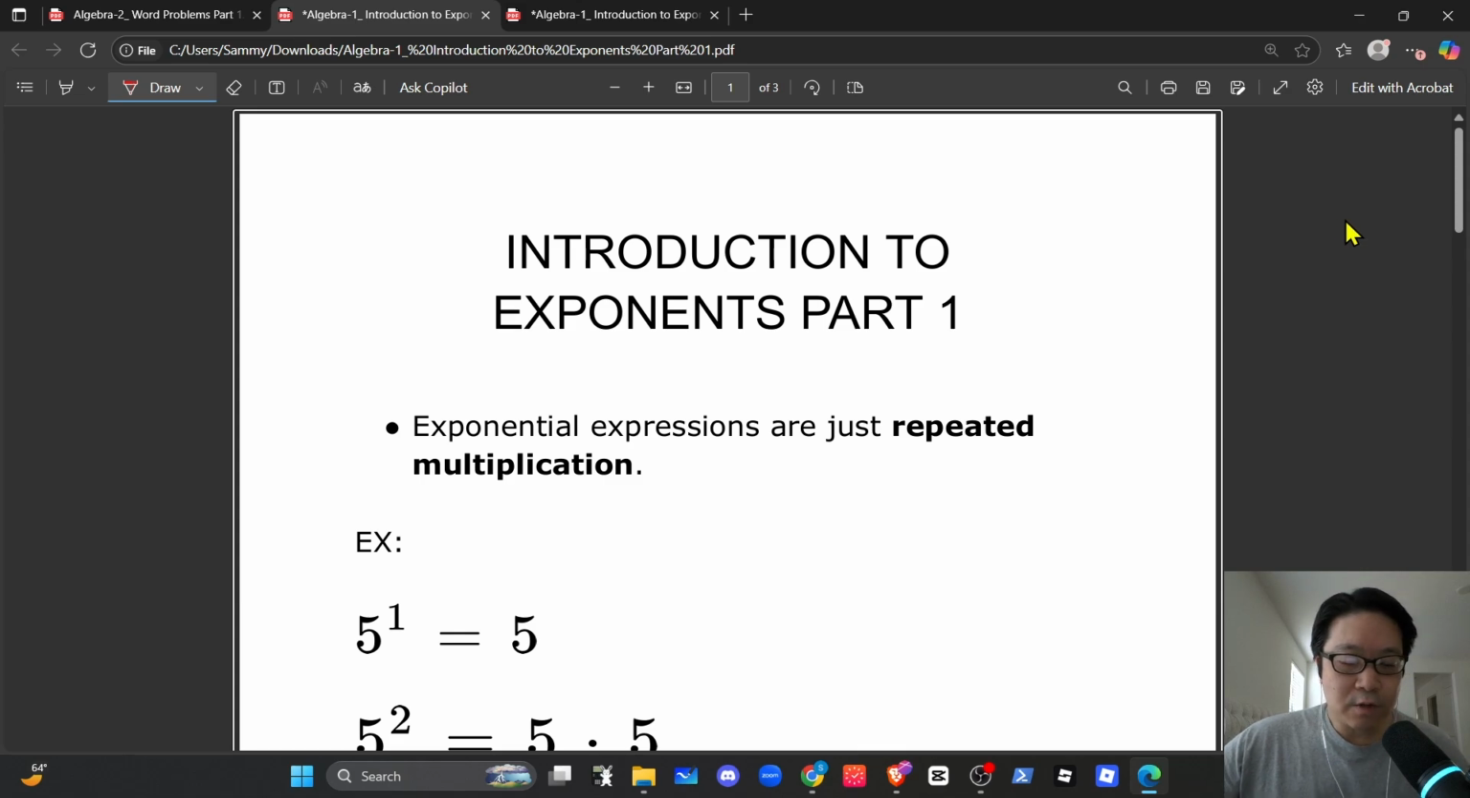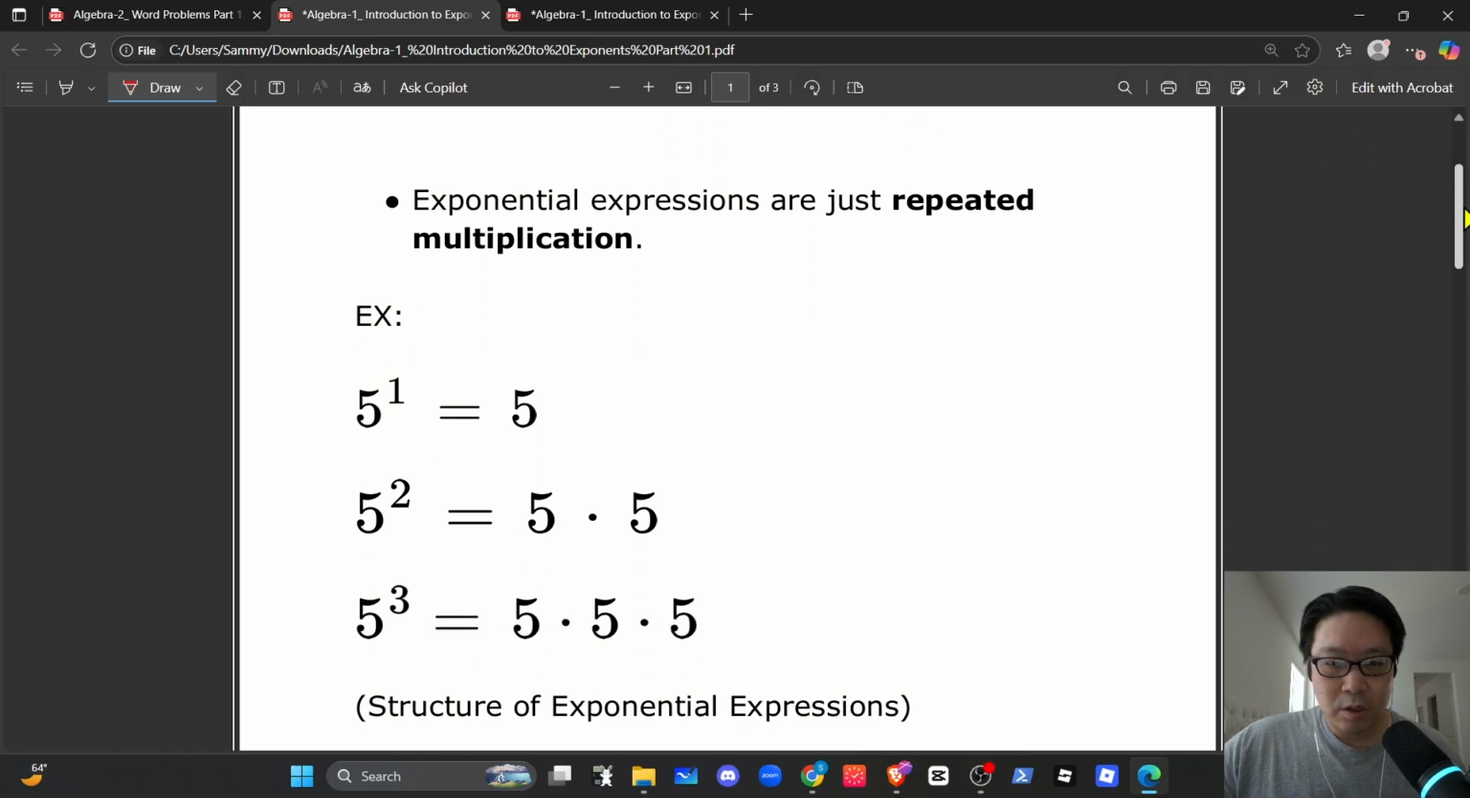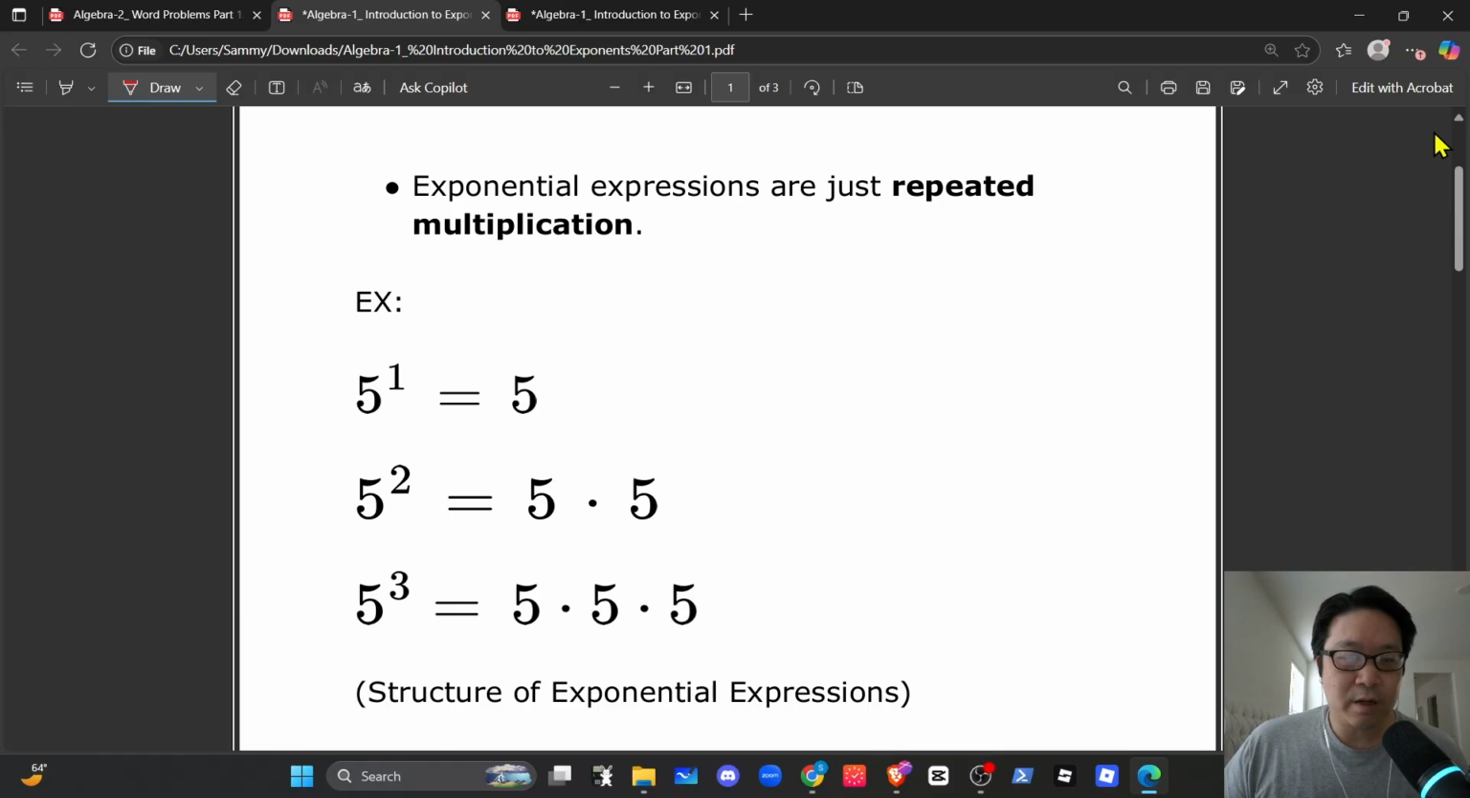Hi, in this one, we're going to start to delve into the world of exponents. There's nothing complicated with exponents. All it is is repeated multiplication. In other words, you're just multiplying the same thing over and over and over again.